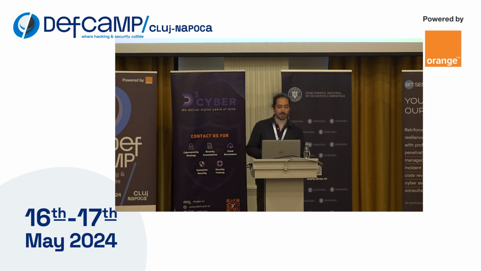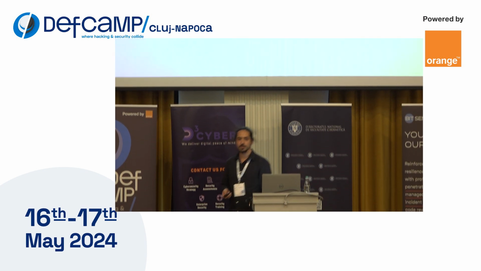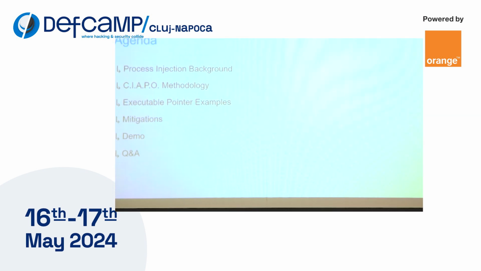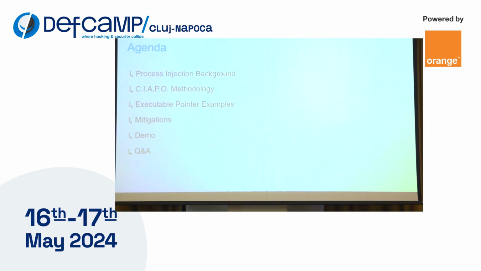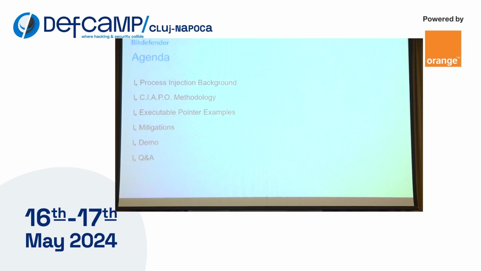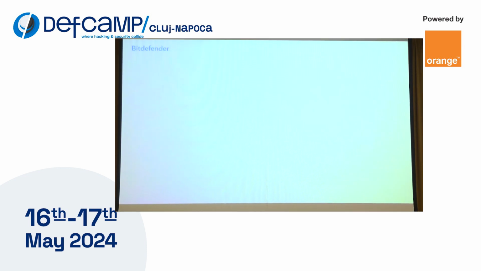Now, what will I be talking to you about today? We will start with a brief history of process injection, where I'll be presenting what process injection is, what it is used for, and a couple of basic techniques and some more advanced ones. Then we'll move on to the CIAPO methodology, where I'll describe how it works in general. I will go over some interesting pointers that I've overwritten with CIAPO. And then we'll talk about some existing mitigations, and finally a demo and maybe a Q&A session.